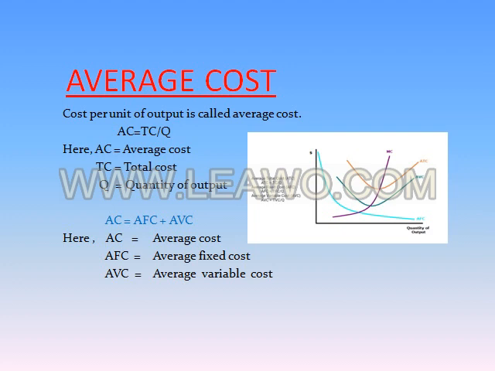Fixed and variable components of AC. Average cost is the total of average fixed cost and average variable cost. AC is equal to AFC plus AVC. Here, AC is equal to average cost, AFC is equal to average fixed cost, and AVC is equal to average variable cost.